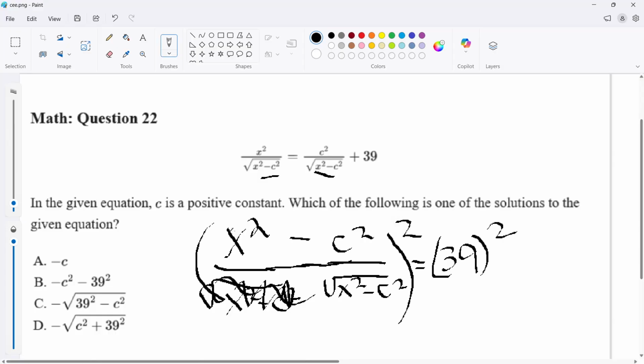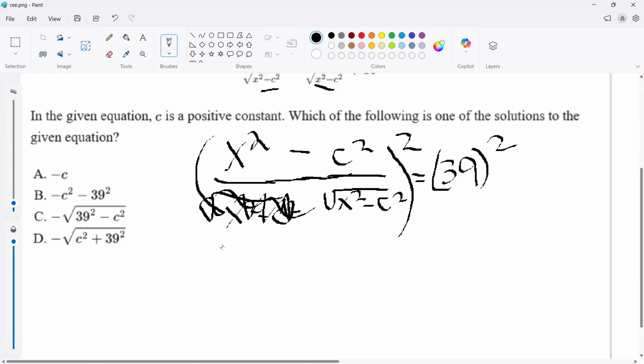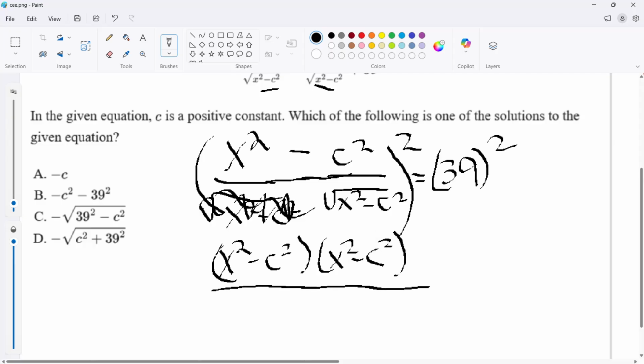because I want to get rid of that square root in the bottom. That would be one way. I could also multiply top and bottom by square root of x squared minus c squared, but that's not going to make things simple enough for my tastes. So this is x squared minus c squared times x squared minus c squared on top. And on the bottom, the square root goes away. So this is x squared minus c squared. And this equals 39 squared.